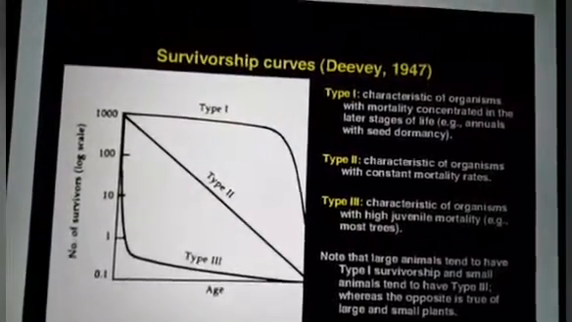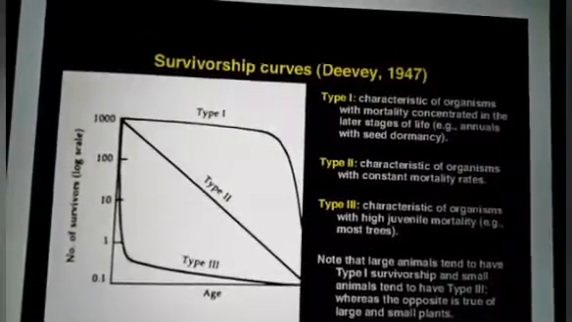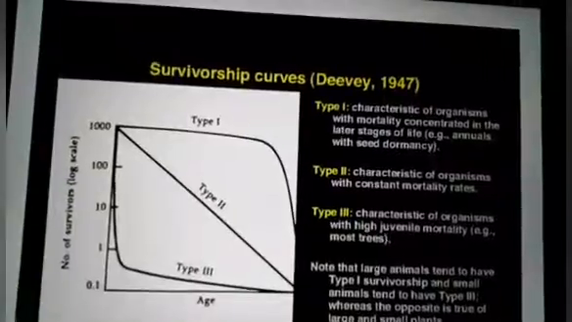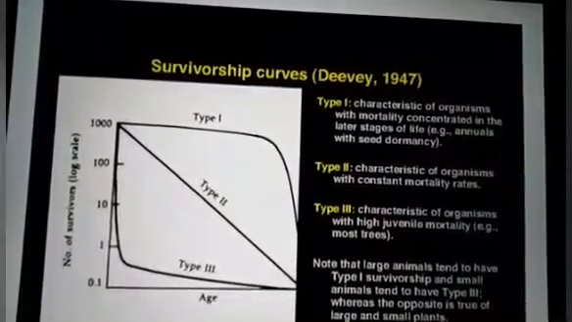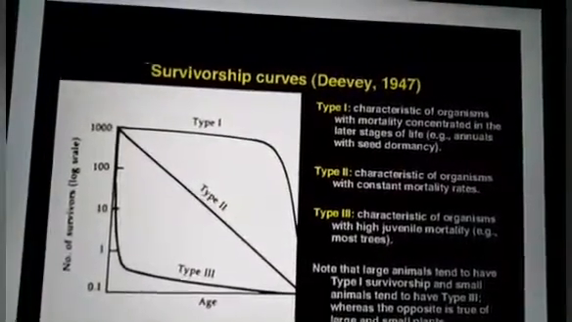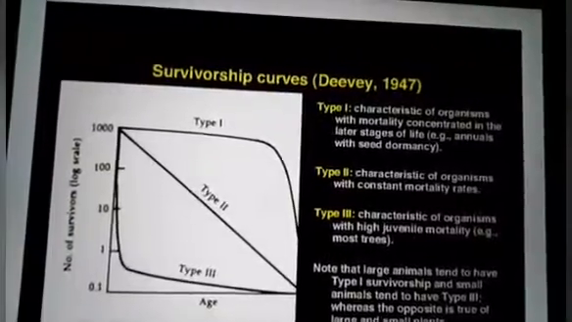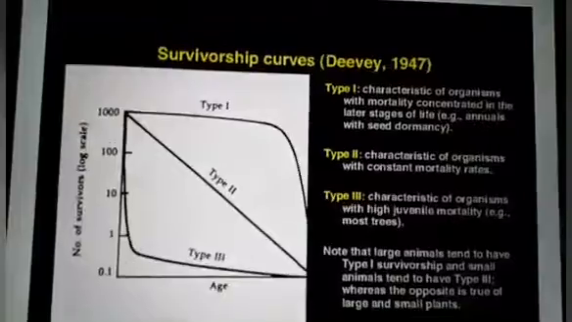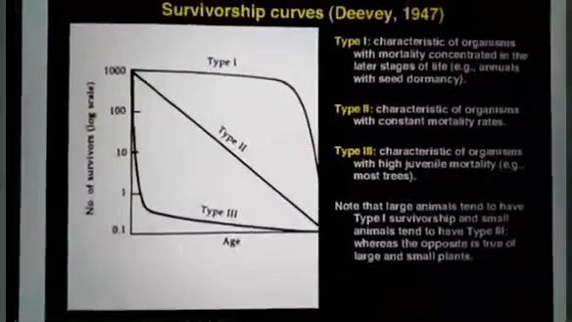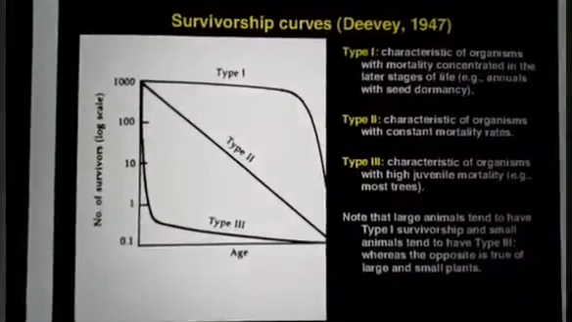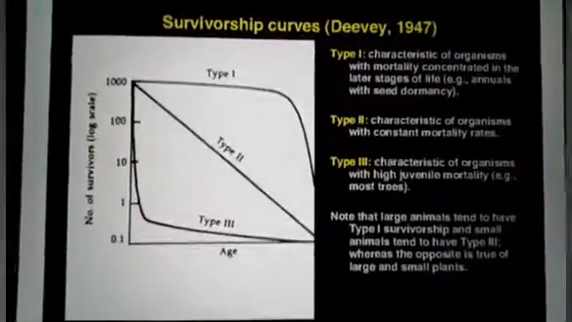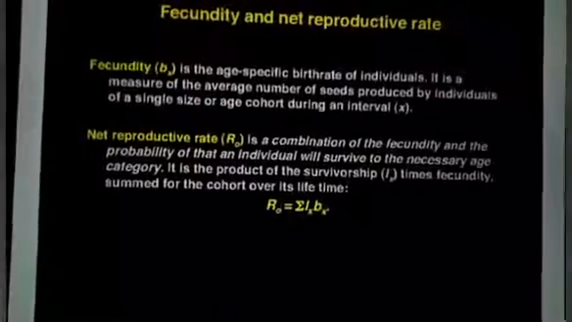And then note that the large animals tend to have the type 1 survivorship, and also small animals tend to have the type 3, whereas the opposite is true of large and small plants. So plants, they are not like animals or humans. They have different ways.